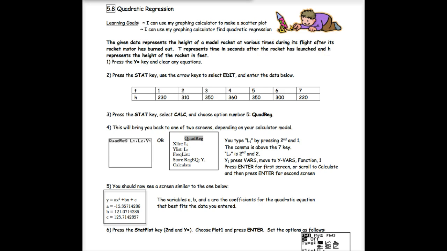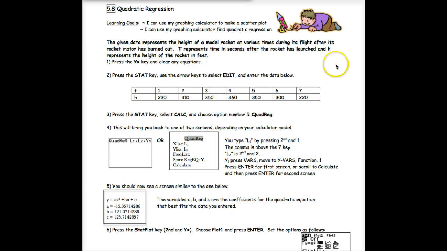So with linear regression, we didn't really look at the scatter plot, we just found the regression equation. But now we're going to actually be looking at the picture because we are not going to be doing quadratic regression by hand, only on the calculator.